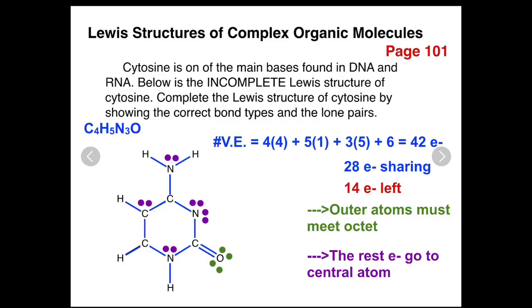Okay, so the next thing is you are going to make sure that every atom, especially carbon, nitrogen, and oxygen, cannot have an expanded octet. They have to meet an octet. Carbon, nitrogen, and oxygen need to meet an octet. Therefore, in this case, we need to make sure that all of those atoms have an octet.